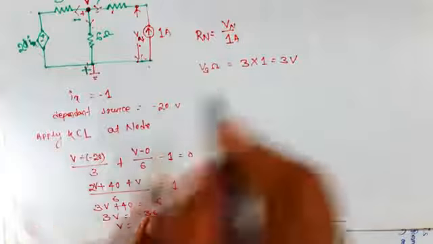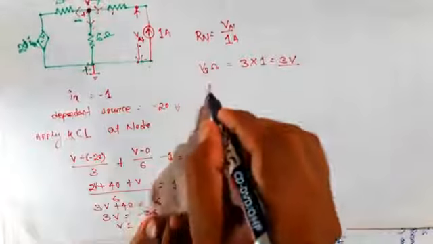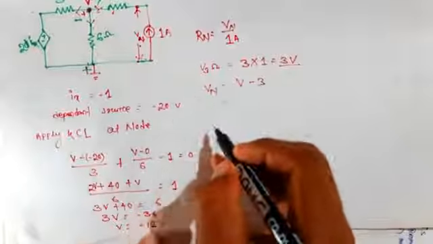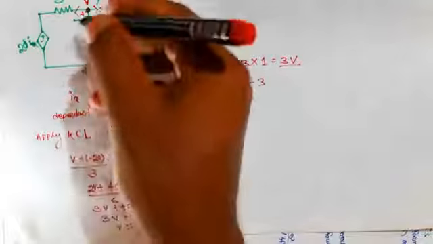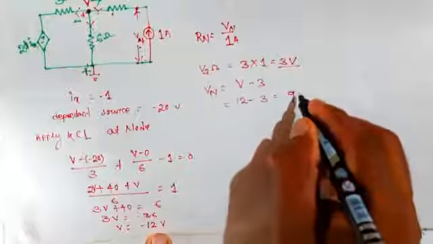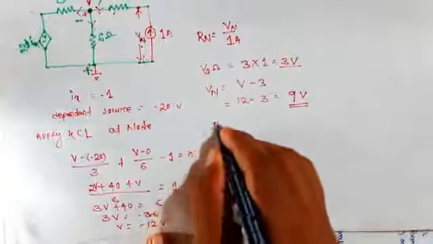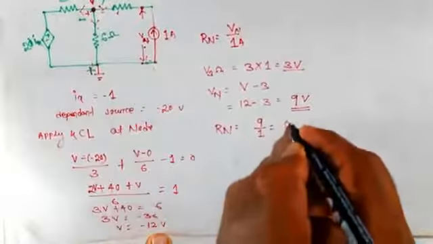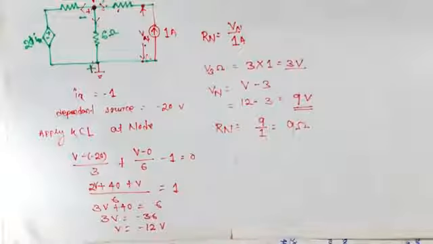If we find 3 volt across the 3 ohm resistor, then Vn is equal to this V minus 3. This V is equal to 12 volt, not minus, this is plus because we changed the polarity. Then minus 3, this is equal to 9 volt. If you find this Vn, then you can find Rn. Rn equals 9 by 1, this is 9 ohm. Here the Norton equivalent resistance is 9 ohm.